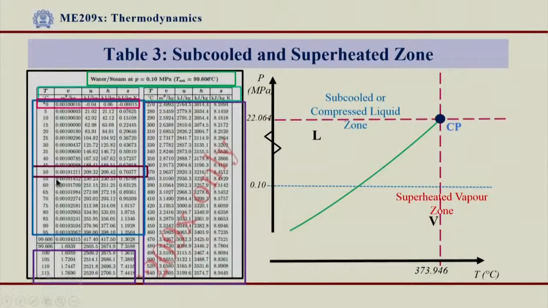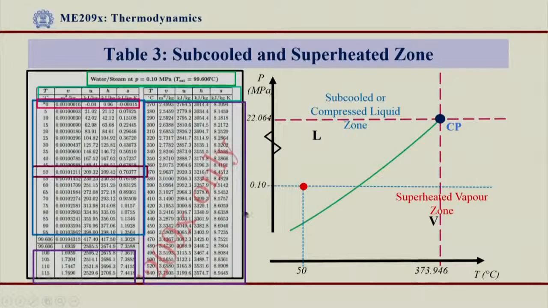Now, if I take for example one value which lies in the subcooled or compressed liquid zone, 50 degrees centigrade, this point would be over here. Corresponding to 50 degrees centigrade and 0.1 MPa, I will get all the property data from this table. So, I get V, U, H and S for this single phase subcooled compressed liquid state which lies at this point.